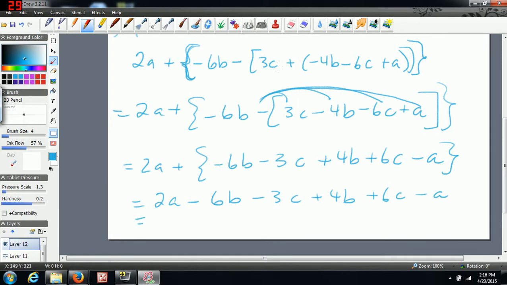Okay, now that I've opened up all my brackets and dealt with positives and negatives, now what I can do is collect like terms. So those are like terms, these are like terms, and then the a's go together. So 2a minus a is just 1a, and we don't have to write the 1. Negative 6b plus 4b is negative 2b, and negative 3c plus 6c is positive 3c. So that would be your answer for that one there. Okay.